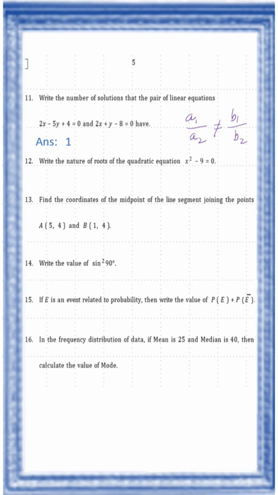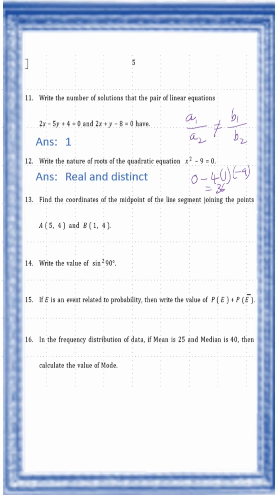Write the nature of the roots of the quadratic equation x square minus 9 is equal to 0. Here b is 0, b square minus 4ac. It depends on nature of the roots, depends on b square minus 4ac. B square is 0 minus 4, a is 1 into minus 9, that is equal to 36, which is greater than 0. So the roots are what?